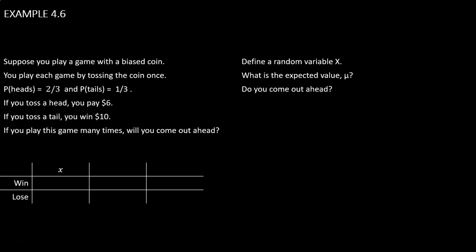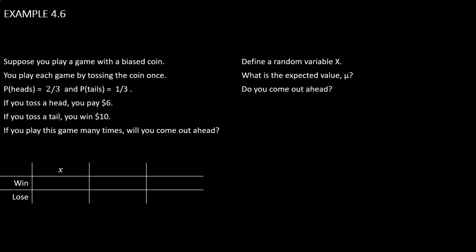One great application of expected value is to help determine if a game is in your favor or not. So let's suppose you play a game with a biased coin, meaning it's prone to landing on one side more than the other. You don't have equal chances of heads and tails, for example. We know that the probability of getting heads for this coin is 2/3, and the probability of tails is 1/3. So it's more likely to land on heads than it is to land on tails.